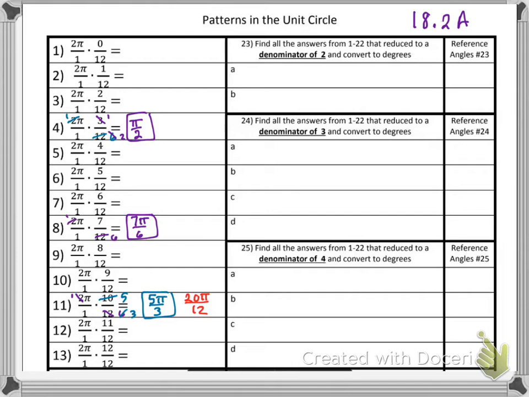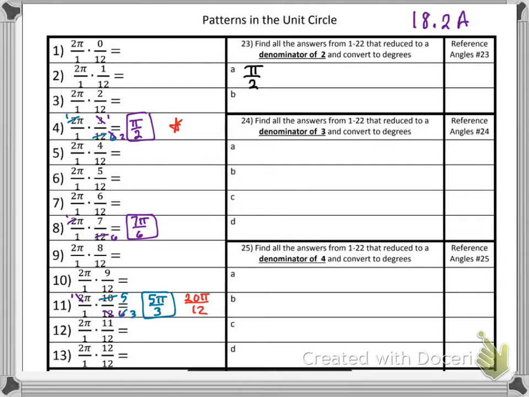Then I'm going to look over here at the right-hand side and see what this says. Number 23 says, find all the answers from 1 through 22 that reduce down to a denominator of 2. Here's one of those things. So I'm going to say, what if I grab pi over 2 and put it in that space? I didn't work out any others that have a denominator of 2, but you can be pretty sure that somewhere down that column there's going to be another one because I have 2 spaces for it.